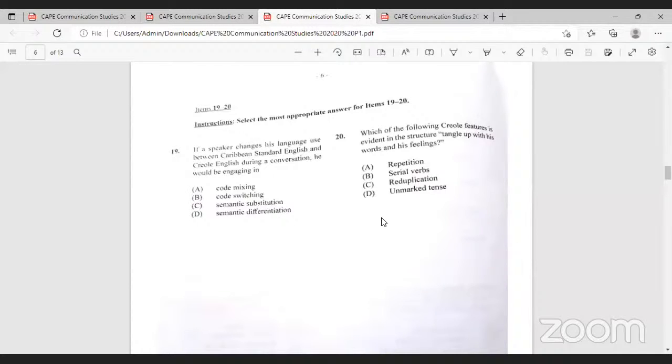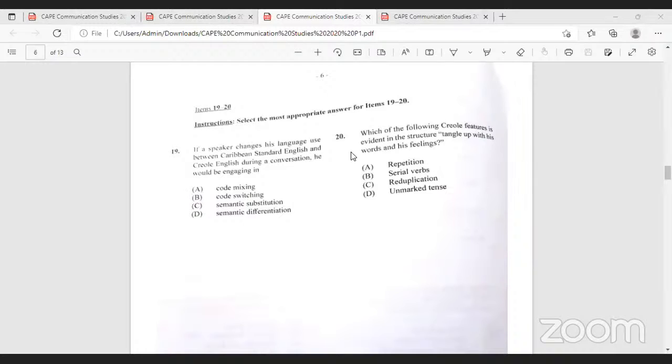Any more answers? Persons are saying D. I'm gonna encourage us to put an asterisk on this. But let me read it again. Tangle up with these words and feelings. Yeah, that's definitely B. I think that's B. And yeah, D is the answer for 20.